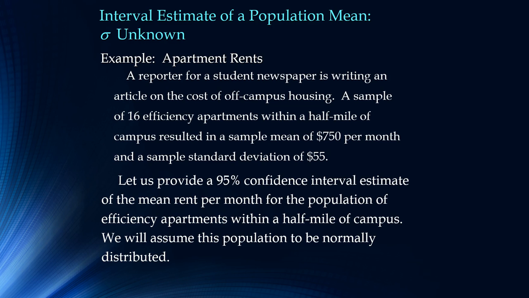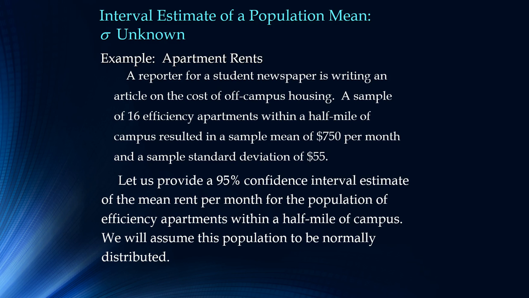I think this will help to see how this works. So let's say a reporter for a student newspaper is writing an article on the cost of off-campus housing. A sample of 16 efficiency apartments within a half mile of the campus resulted in a sample mean of $750 per month and a sample standard deviation of $55. Let's provide a 95% confidence interval estimate of the mean rent per month for the population of efficiency apartments within half a mile of campus, and we'll assume that the population is normally distributed.